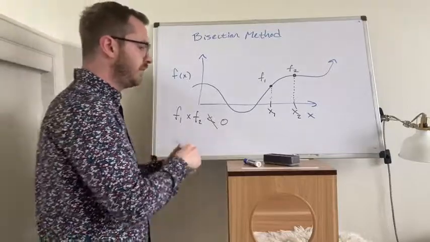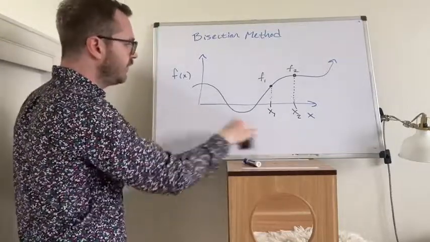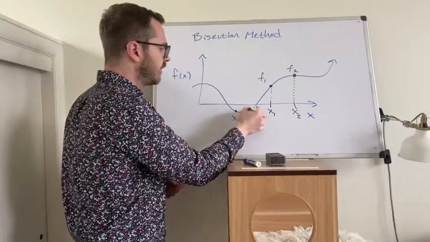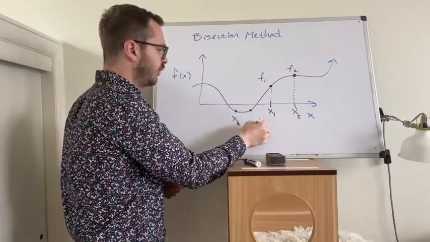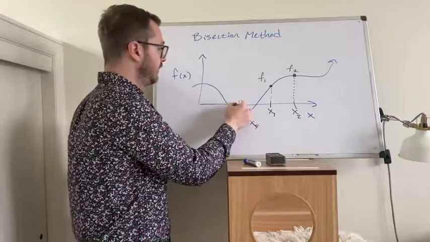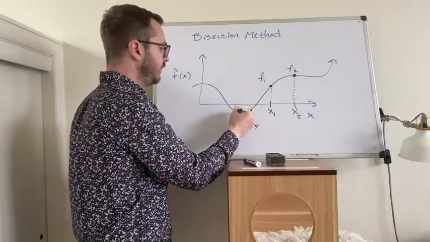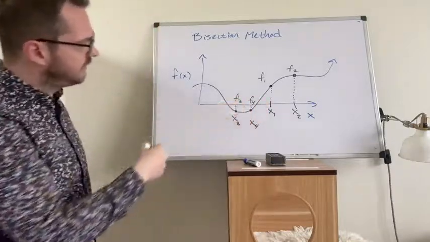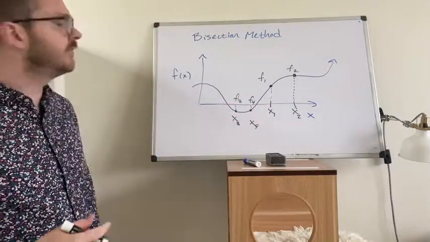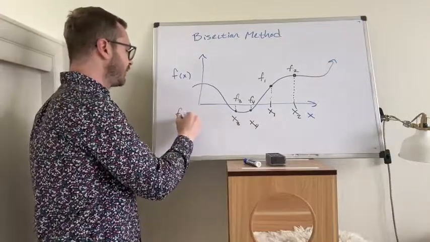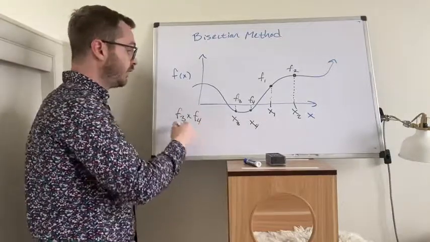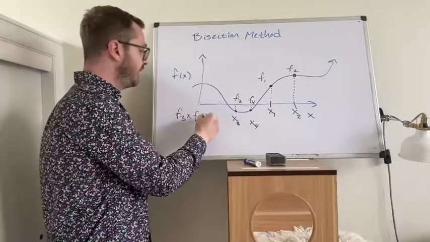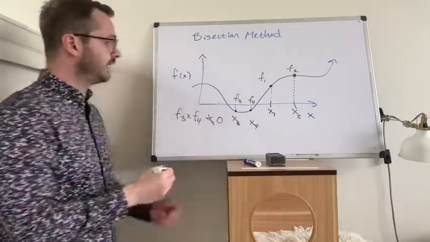Similarly, what would happen if we chose different ones? What if we picked an x3 right here and an x4 right here? So here would be, here is f3, here is f4. We can just see graphically both of these are negative. So if we do f3 multiplied by f4, well, negative times the negative is going to make it positive, right? So again, this is not less than 0.